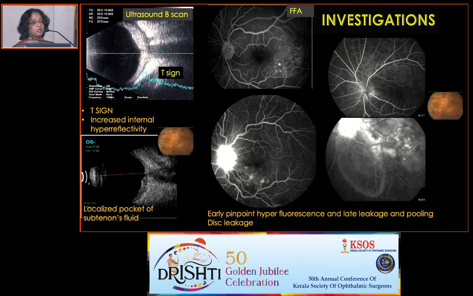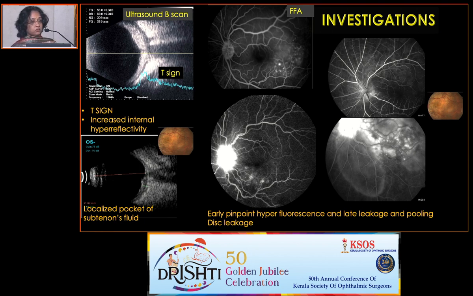This is a typical classic feature of posterior scleritis which we see on investigation. This is the ultrasound B scan. You can see this is the classical T sign which we come across. In the corresponding A scan, you will see a high internal reflectivity. That is one of the classic features of posterior scleritis, and this classic T sign may not be present in all cases of posterior scleritis.